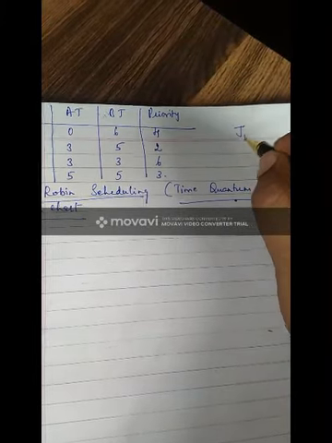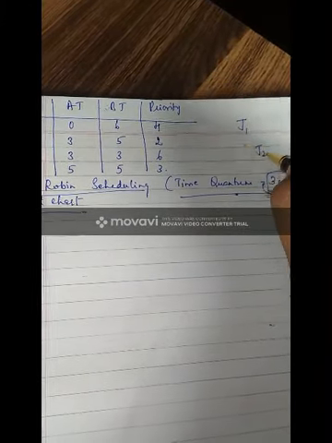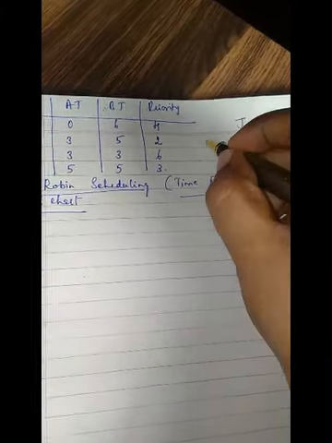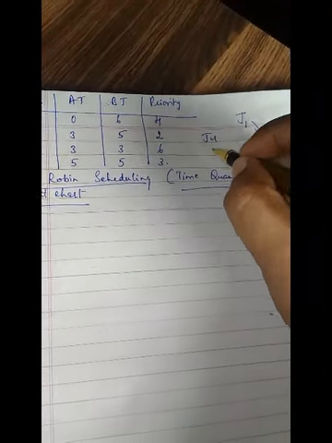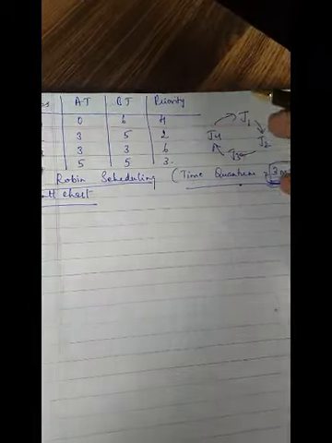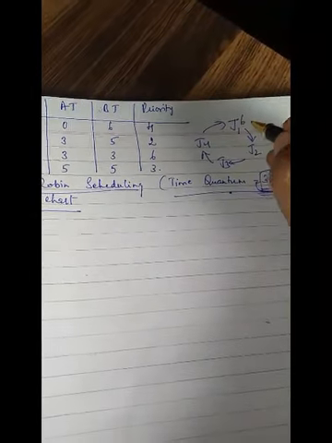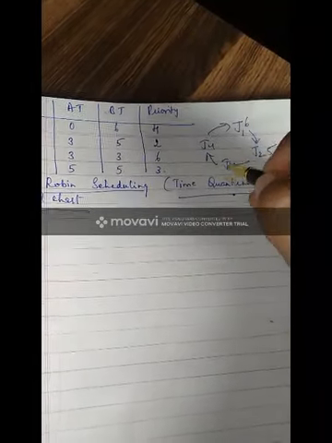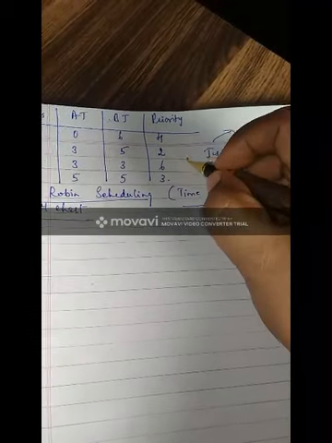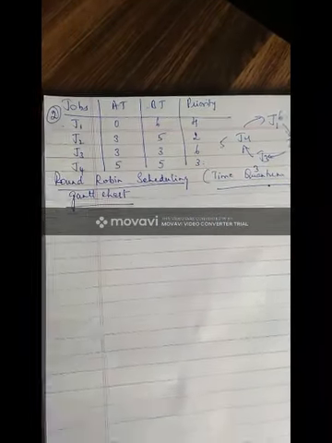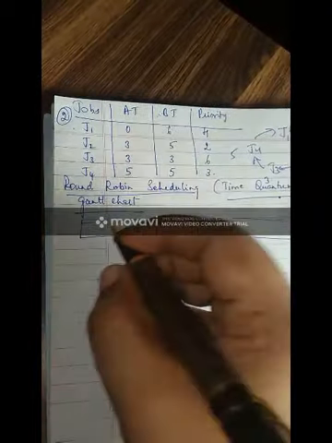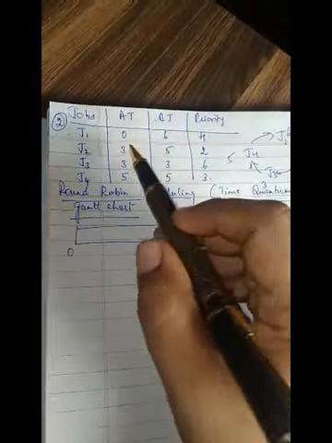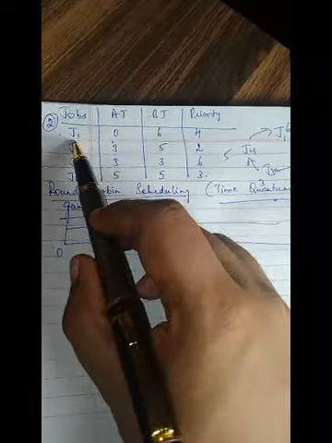So for our simplicity we'll write like this: J1, J2, J3, J4. So it goes like this clockwise, and we'll write the burst time for each of the process, then 3, then 5. Okay, so we'll draw the Gantt chart now. So beginning with arrival time equal to 0. At arrival time 0, you have only one process J1.